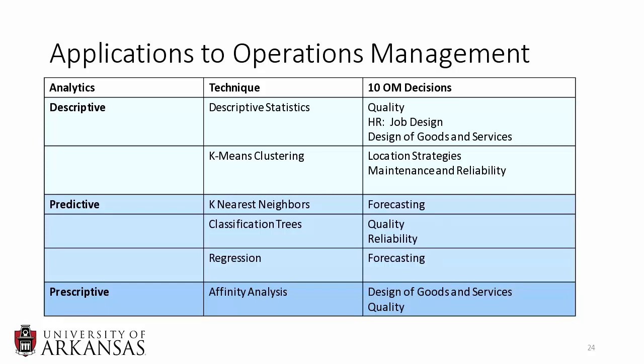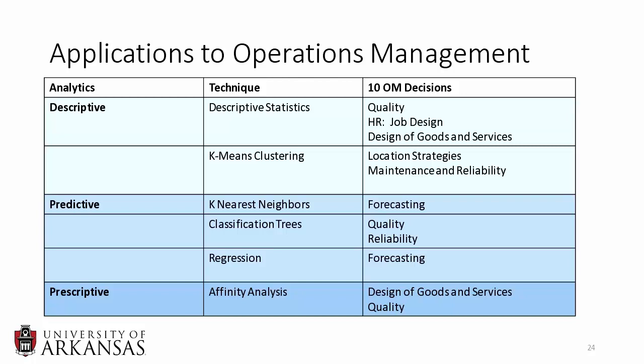For regression, again, it's another forecasting technique. The regression, if you're going to use it for forecasting, it's often used in a time series context, but it doesn't always have to be done that way. And then the prescriptive analytics or affinity analysis. This can be done with design of goods and services. So for example, you could take your little widget and note all the different options on it and see who buys what kind of widget.